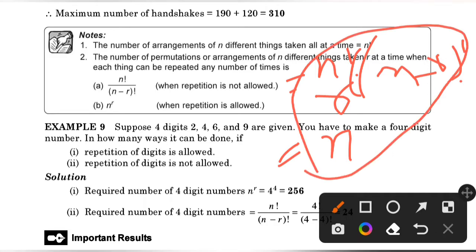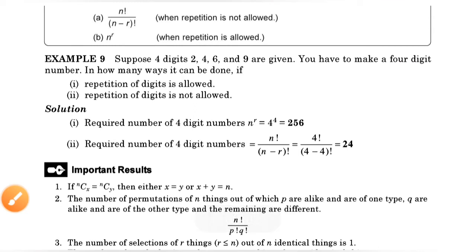Be careful. Now this is an important and a little bit tricky example. In example 9, suppose there are 4 digits 2, 4, 6 and 9, and you have to make a 4-digit number. How many ways can it be done if repetition of digits is allowed, and if repetition of digits is not allowed? Now we are given 4 digits and we have to make a 4-digit number using these 4 digits.